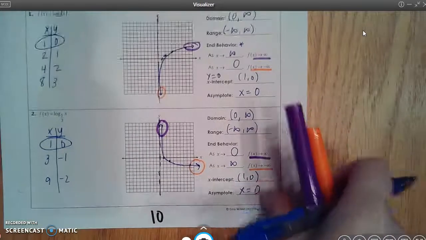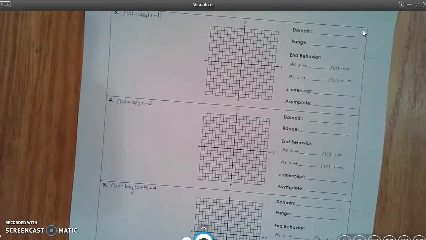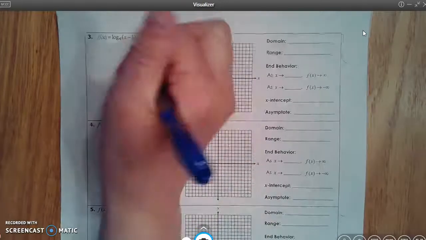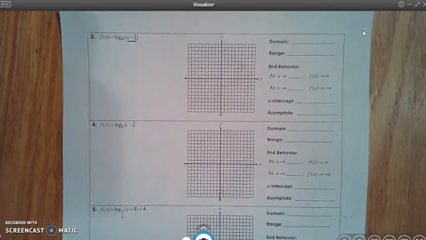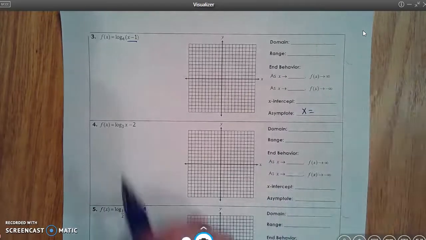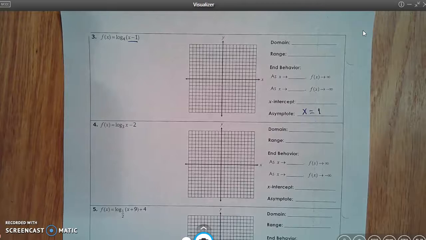Okay, let's try a couple more and see how we do. Okay, if you look at number 3, this is when you're going to start seeing some of the different shifting on these. Okay, so what we need to figure out first is the asymptote. We actually have a parenthesis right here. That parenthesis tells me my asymptote is at the opposite. So if that's a -1, this becomes a +1. So it's always the opposite, just like any set of parentheses we have in the past.